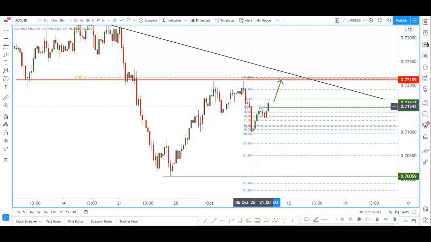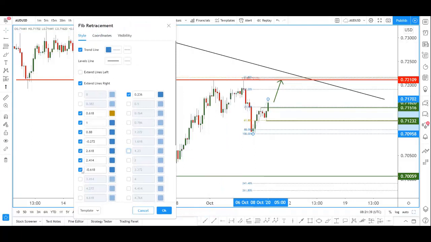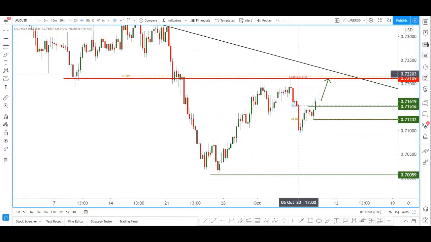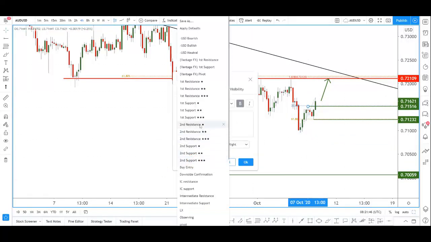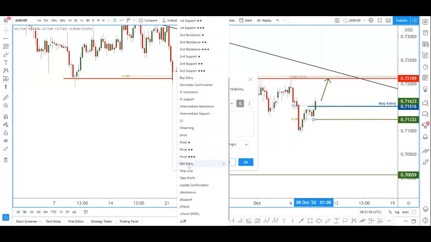But for now, the levels that are really nice are this 23.6 graphical overlap, and at the same time we see price testing 61.8 before bouncing. So I just want to highlight these two levels, 23.6 and 61.8. So you have the two levels. Very simply, this level 23.6 can then be our buy entry. We're waiting for price to retest the level, and this 61.8 can become our stop loss.